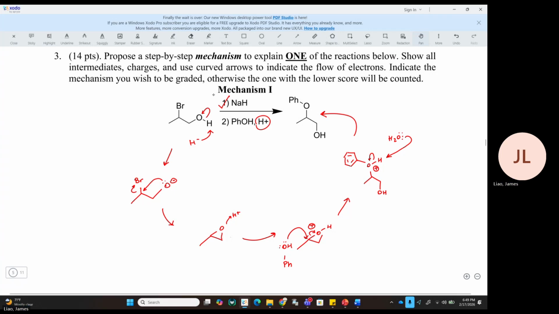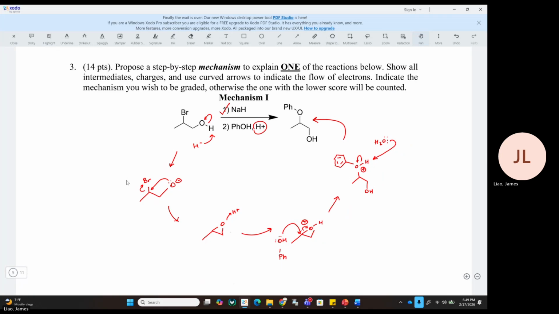Should we use the NaH to deprotonate this? No, no, because remember, it's already been used up in the first step. This is from the second step, so we have to use the already used up catalyst to regenerate it. Okay.